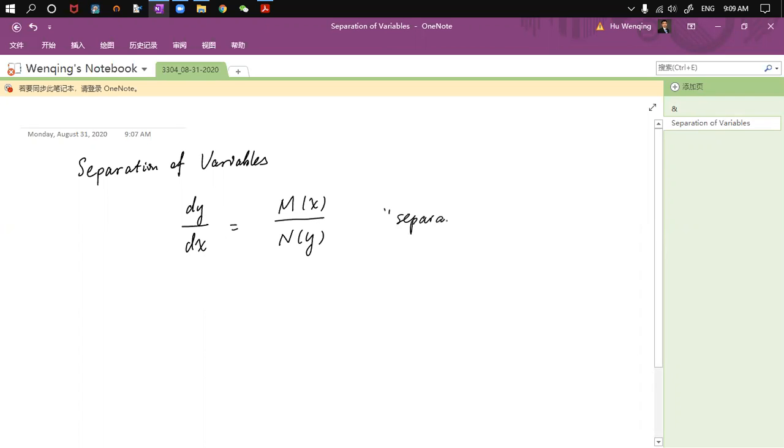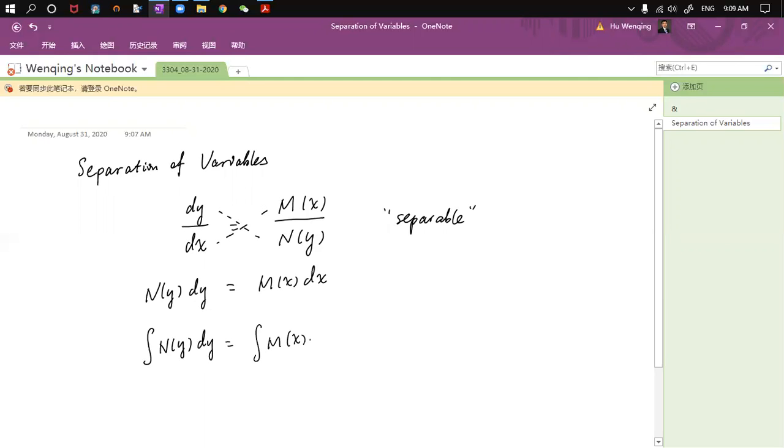Okay, so by writing the equation in a separable form, it is indeed possible to integrate it, because this equation can be written as n of y dy equal to m of x dx. You just cross-multiply these two. Then from each side you take antiderivatives, and that means you get certain relations.